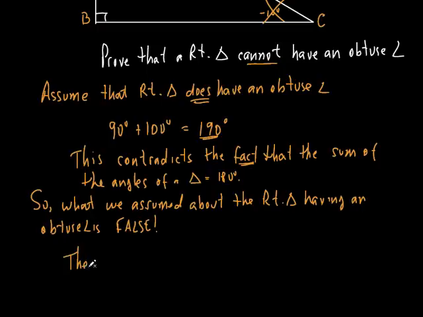Therefore, we're just going to state what our conclusion is. Therefore, a right triangle, and all I'm going to do is restate what I'm trying to prove here, up here in white. Therefore, a right triangle cannot have an obtuse angle.